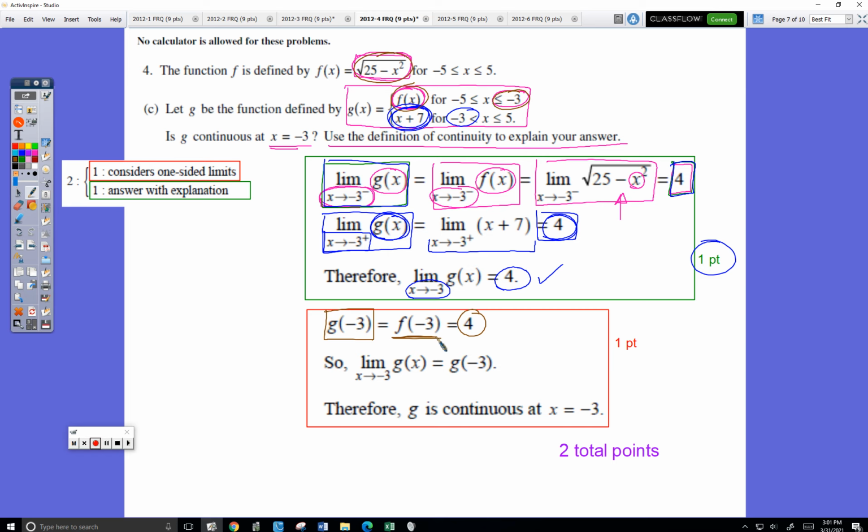You do need to then state that the left-hand limit, the right-hand limit, and g of -3 all have the same value. And then you say, therefore, g is continuous at x equal -3. That would get you the second point.